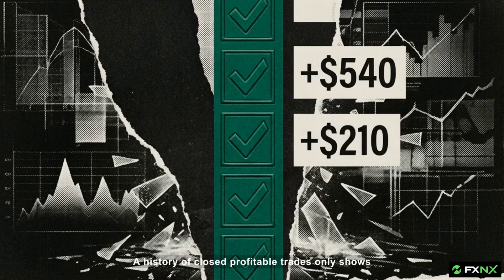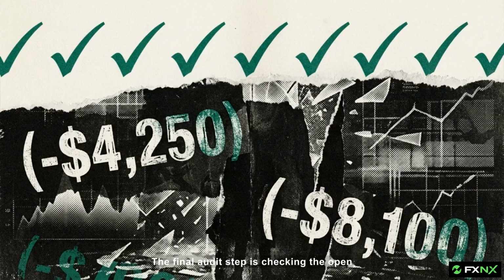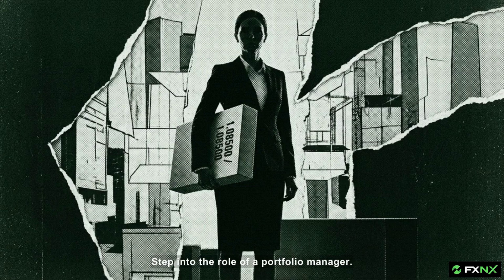A history of closed profitable trades only shows you the wins. The final audit step is checking the Open Trades tab. Here, the size of current floating losses reveals the true risk the trader tolerates. Step into the role of a portfolio manager.